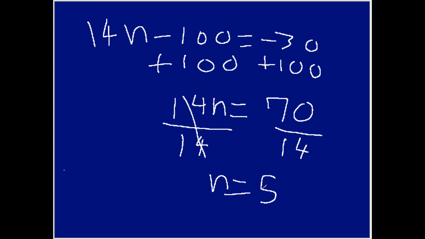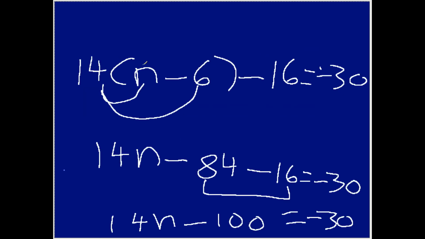n equals 5. And if you were to plug this back into the original equation, you can see very, very simply: if I plug in the 5 here, remember we work with the parentheses first. 5 minus 6 is negative 1. And so then after you get the negative 1, 14 times negative 1 will be negative 14. Negative 14 minus 16 will equal negative 30. That's how you get the answer.